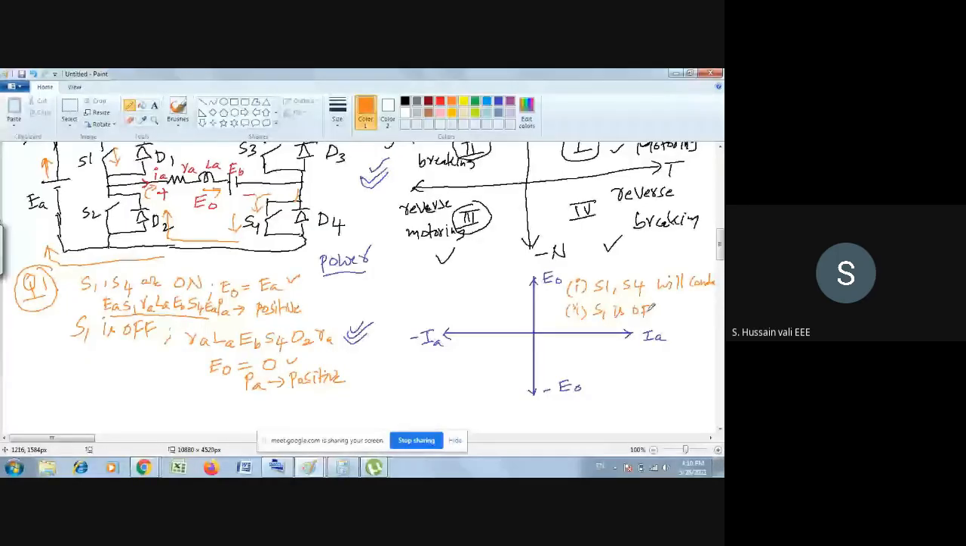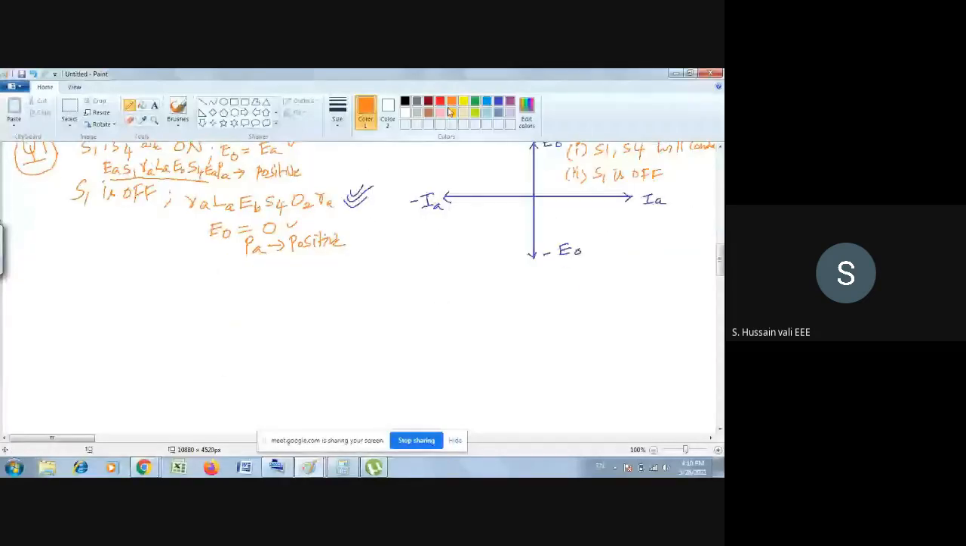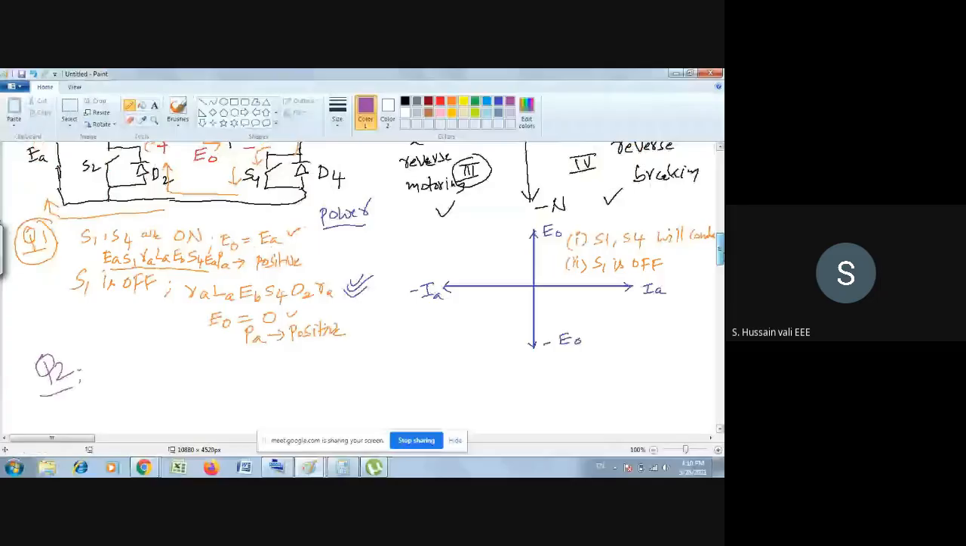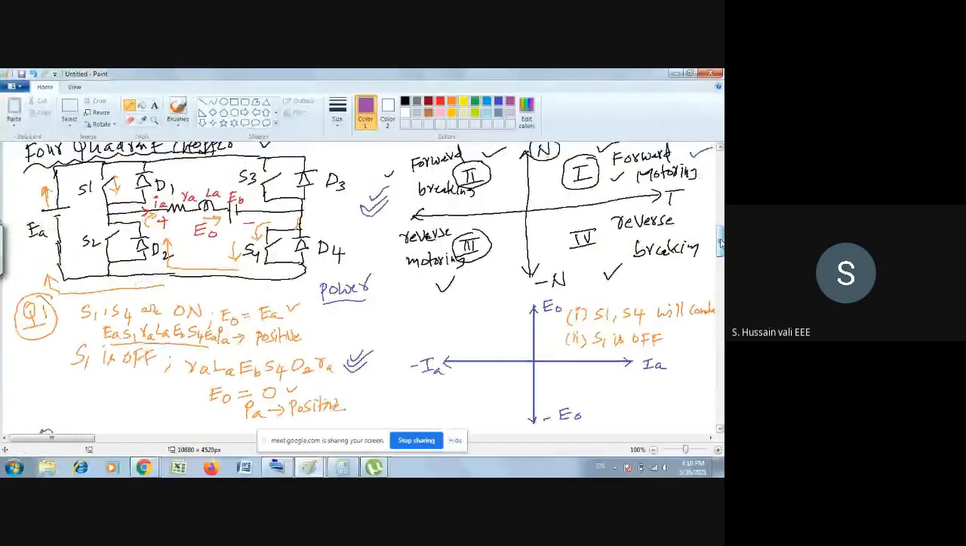Now we'll go to the second quadrant. I will take some other color. This color. So quadrant number 2. Now you want to operate in the second quadrant. If you want to operate in the second quadrant, which switches will you turn on? You turn on CH2, I will write here, or you turn on the second channel in the second switch. So S2 is on.